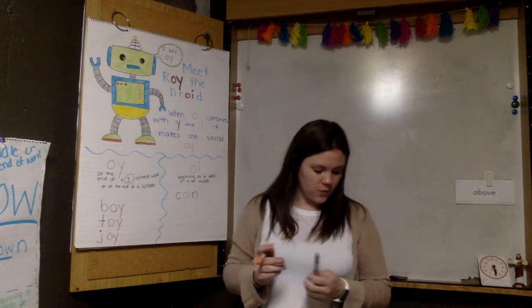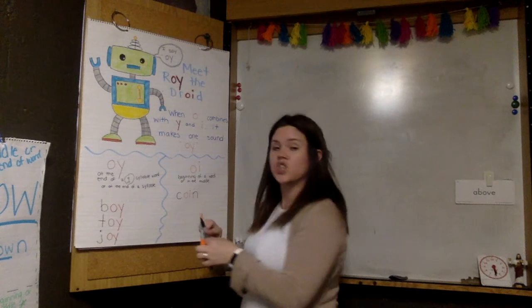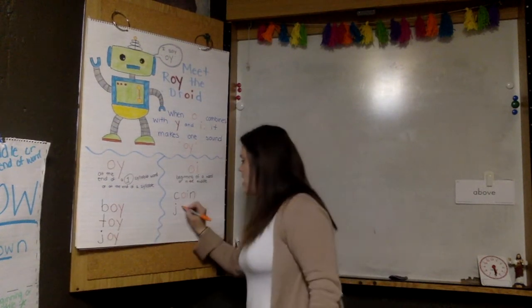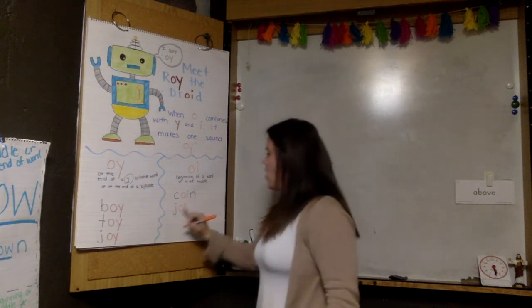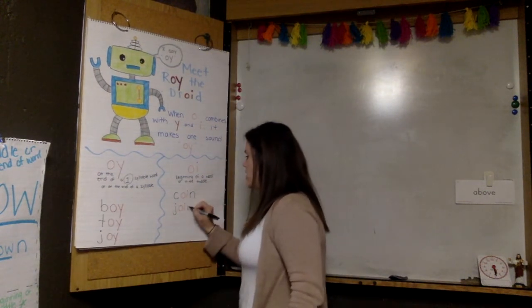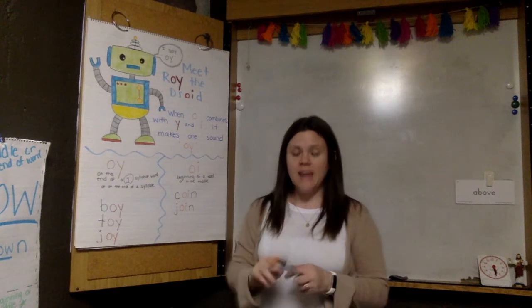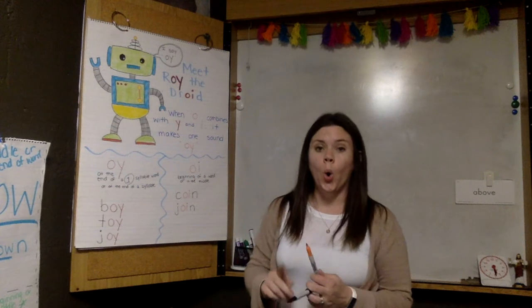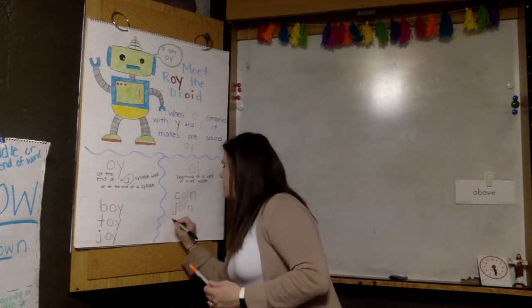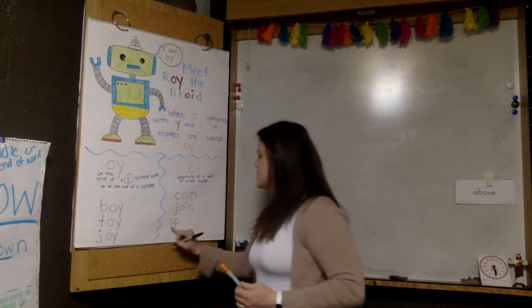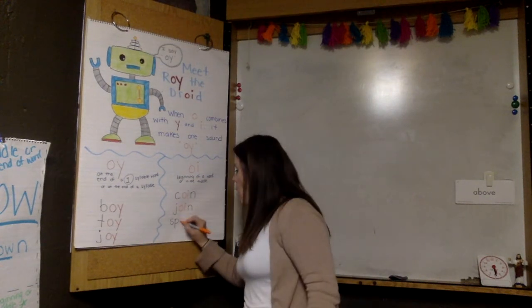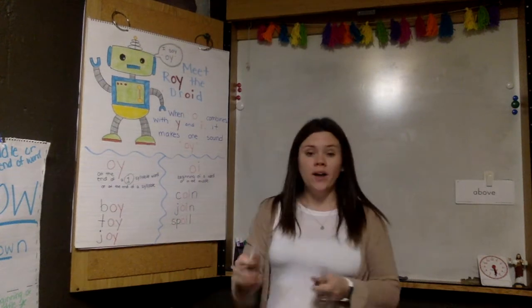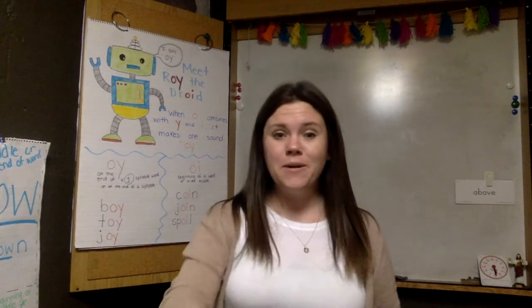Okay, our next spelling word for the week is join. J. J. Oi. O-I. Join. And the last word, spoil. Oi. Oh. Beginning blend, right? S-P. Oi. Oh. Spoil. So those are our spelling words for the week.